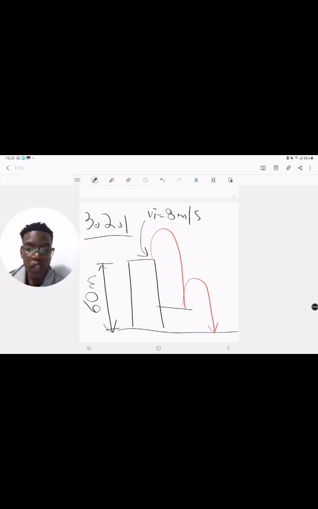Once it has been thrown, it goes up and then reaches its maximum height. You'll remember from my first video that the object will go up and reach its maximum height, and then it'll go back down and it'll bounce off the balcony there.